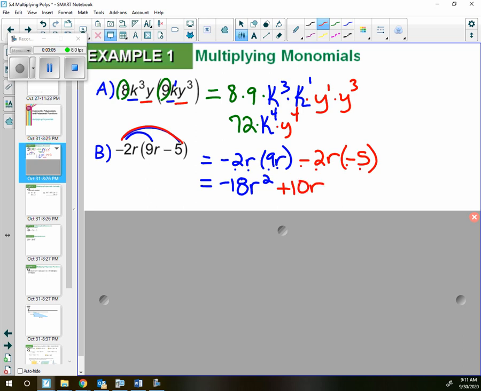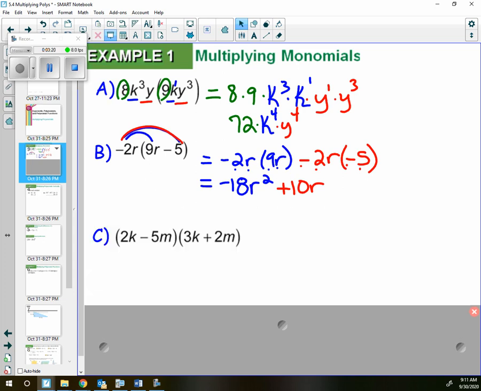Now take a look, those two terms are not alike. Remember, they have to have the same variable with the same power. They don't. Same letter, but not the same power, so this is as far as we can go. Multiplying by a monomial just means, hey, distribute it through to everything on the inside. So it's very similar to what we've talked about before. We've done this before.